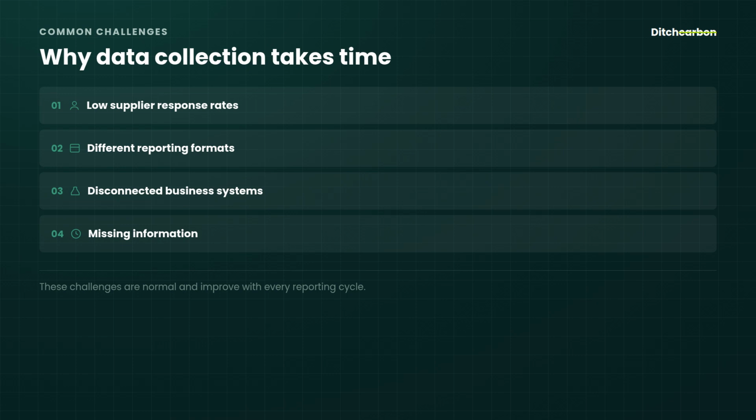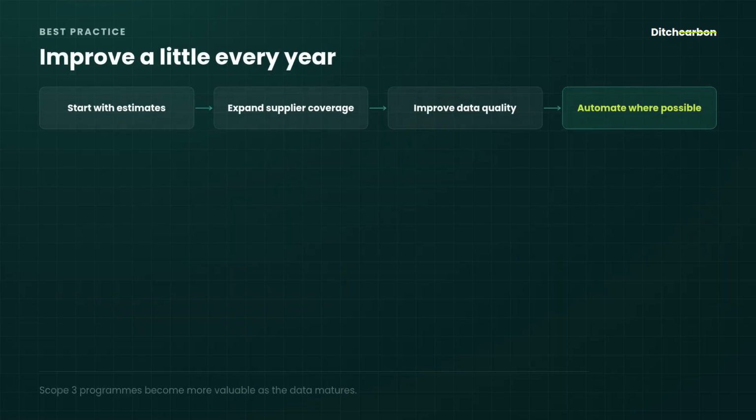Now it's worth naming the common challenges honestly because every organization hits them. Low supplier response rates, different reporting formats from different suppliers, business systems that don't talk to each other, and gaps in information you simply don't have yet. If you're running into these challenges, you're not alone. Every organization goes through them and they improve with each reporting cycle. The goal isn't perfection, it's continuous improvement. Start with estimates, expand your supplier coverage over time, improve data quality year on year, and automate wherever you can. Scope 3 programs become genuinely more valuable as the underlying data matures.